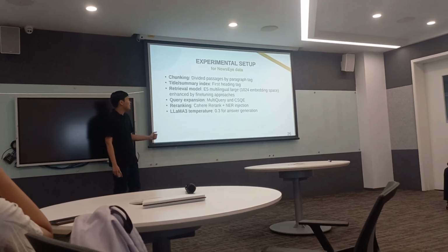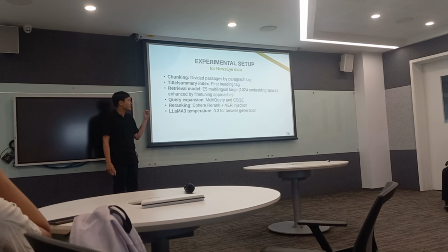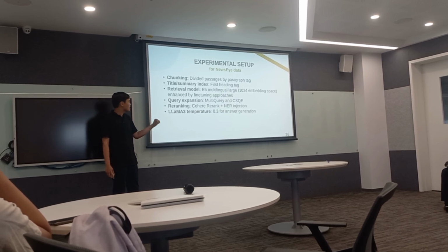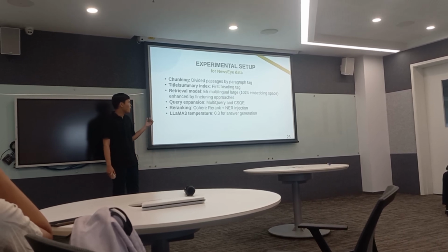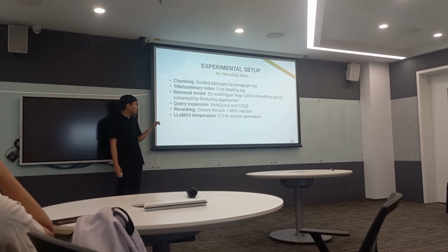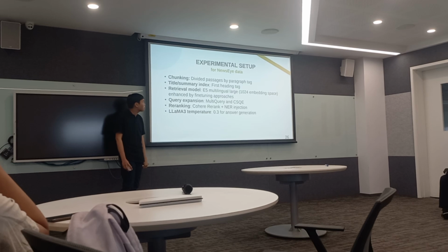So for the setup, we will divide the passages by the paragraph tag and the title heading. The title will be the first heading tag. The retrieval model will be the E5 large version, enhanced by some Pythonic approach. And the query expansion will compare both multi-query and CSQE in this case. For the ranking, we try to inject information, namely the recognition information, and Llama 3 will remain the same.